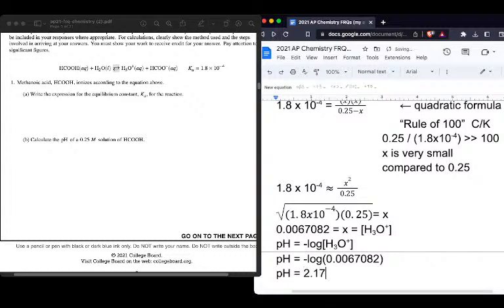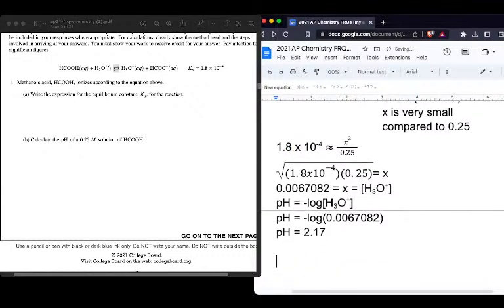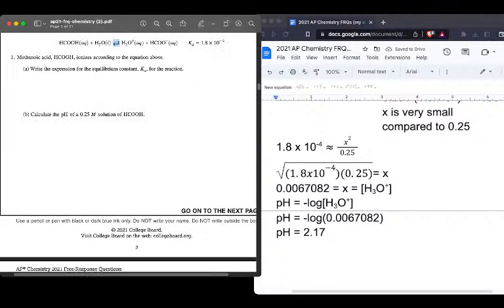2.17. I personally love recording pHs to 2 decimal places. I find that's almost always the right thing to do. And I'm pretty sure the rule for significant figures is that however many significant figures you have in the number you take the log of, that's how many numbers you need after the decimal. Anyways, my pH is 2.17. I've used up like 11 minutes to answer this first question.